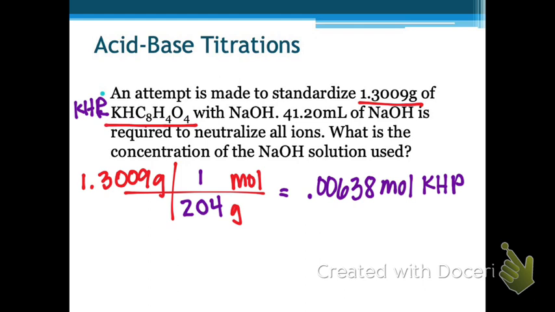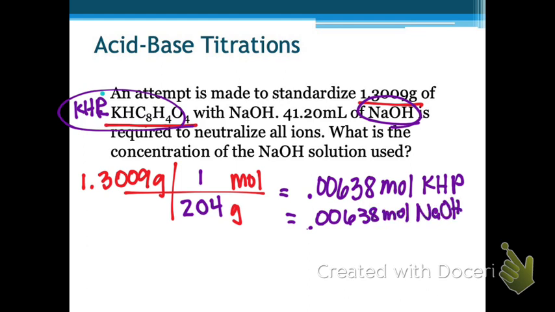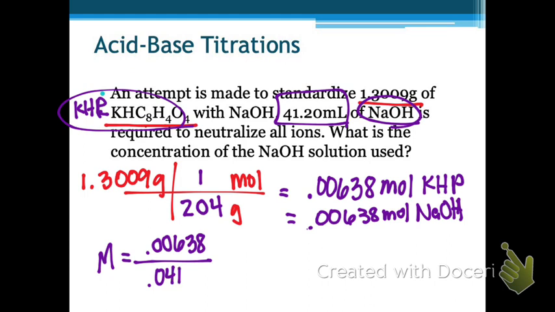And what do we know about the mole ratio between our acid and our base? It's 1-to-1, which means we're going to also need 0.00638 moles of NaOH. It tells us we used 41.2 milliliters to neutralize that. So now all I'm going to do to solve for my concentration is say molarity equals 0.00638 over my volume. And I'm going to put that volume in liters.